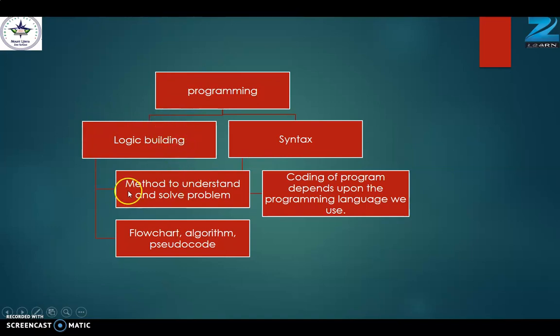What is logic? Method to understand and solve a problem, that is called logic. Flowchart, algorithm, pseudocode, all these are used to develop and display the logic of the problem. Then syntax. Coding of a program depends upon the programming language we use, that is called syntax. So we can write syntax when we know that particular language. But before that, we must know the logic to solve that problem. In earlier standards, we have learned how to solve problems with logical thinking. So the same logic we have to apply here to solve any problem.